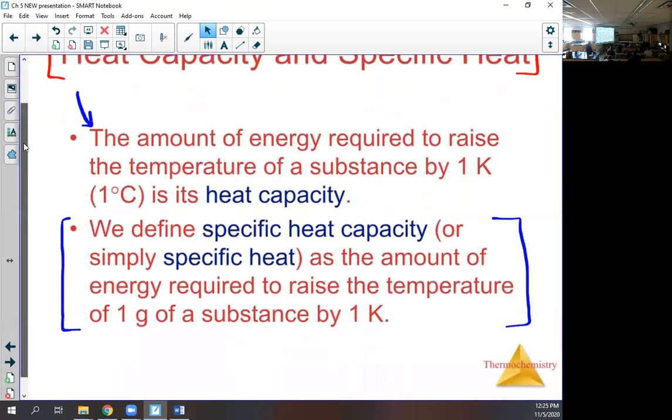Then we got here, I believe yesterday, you don't really have to know a ton about this, but specific heat and heat capacity. The amount of energy required to raise the temperature of a substance by 1 Kelvin is its heat capacity. We define specific heat capacity, or simply specific heat, as the amount of energy required to raise the temperature of 1 gram of a substance by 1 K. So you don't really have to know that. They're very similar. They're not exactly the same, but they're pretty much the same thing.